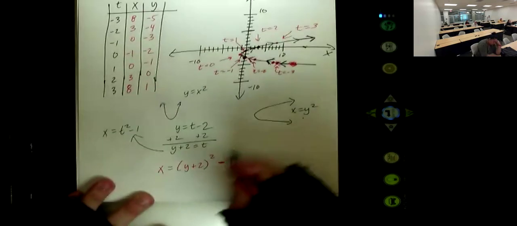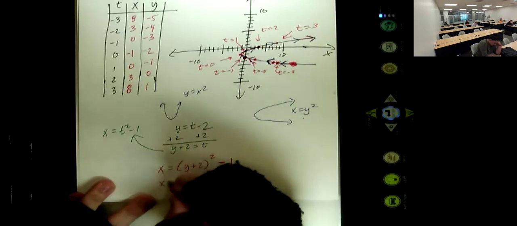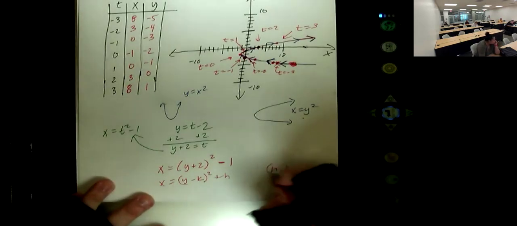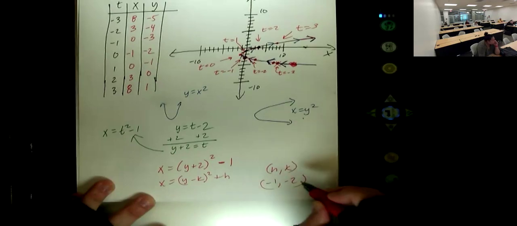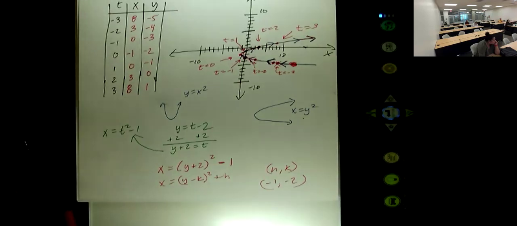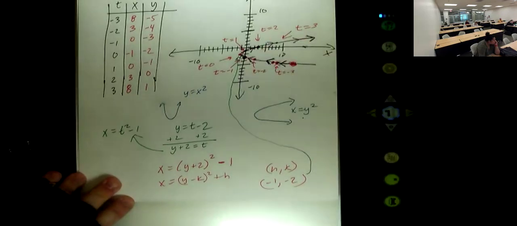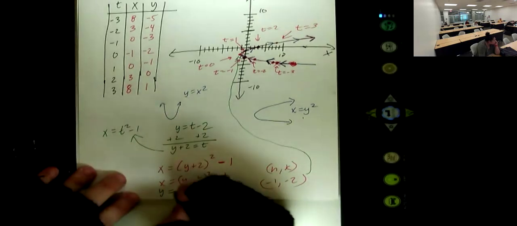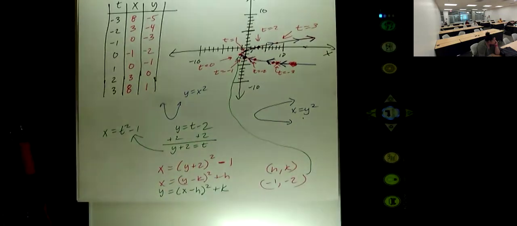In this format, this is like y minus k squared plus h, if you took algebra here. The vertex is at hk, so the vertex would be -1, -2. And sure enough, our vertex is -1, -2. When you have it solved for y, it goes the other way, it's x minus h squared plus k. When it's solved for x, the letters switch.